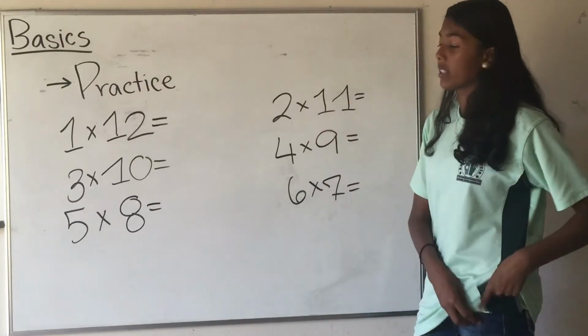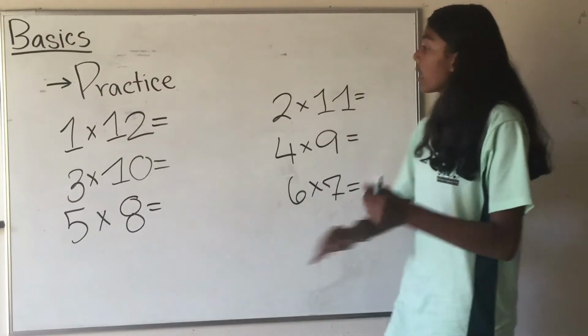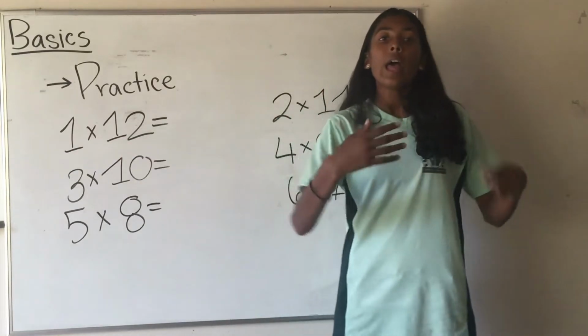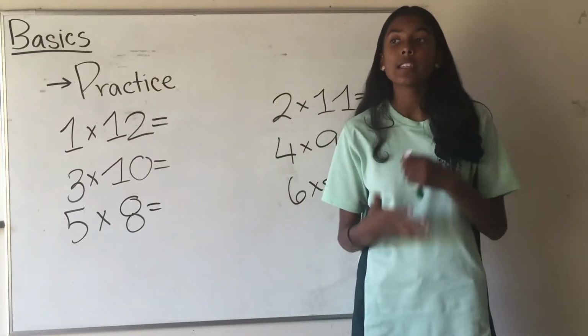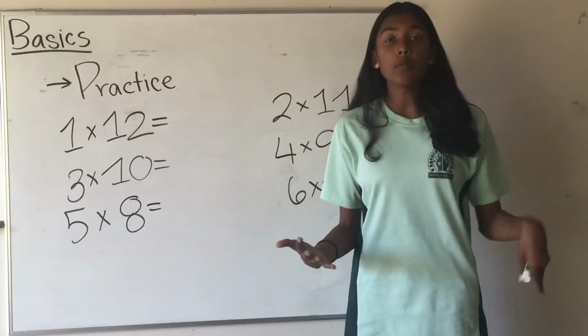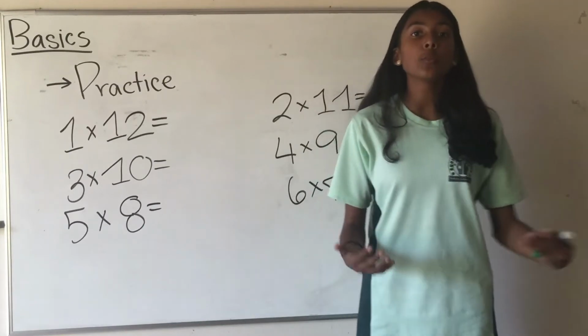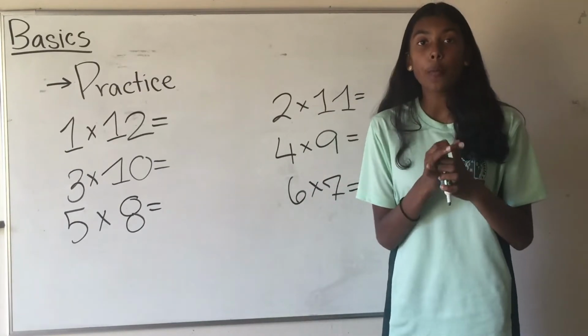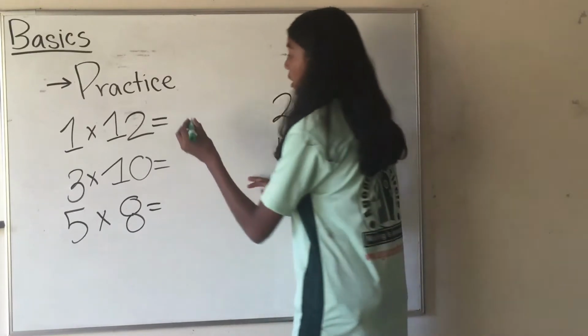We'll start off with 1 times 12. The important thing about 1 is it's like a mirror. What you put in comes out. You're multiplying by 12, and that's what you're putting in, so that's what's going to come out: 12.